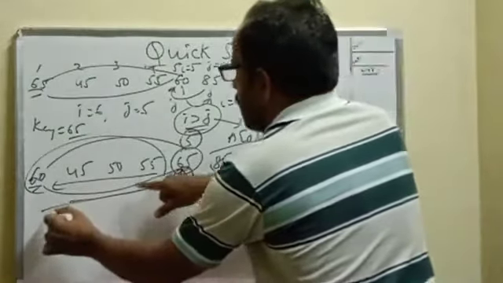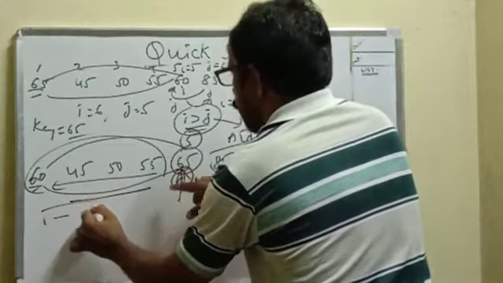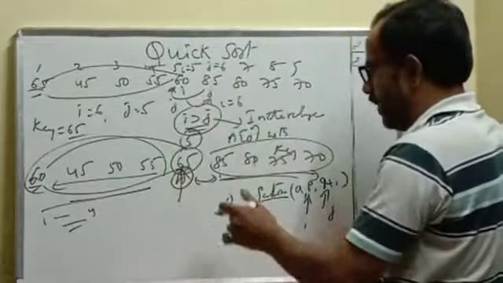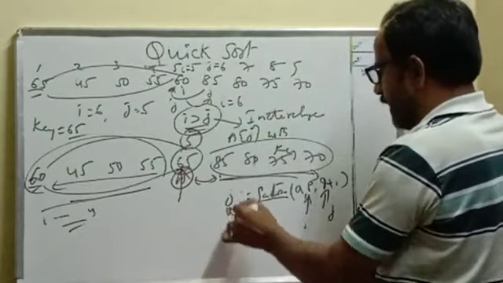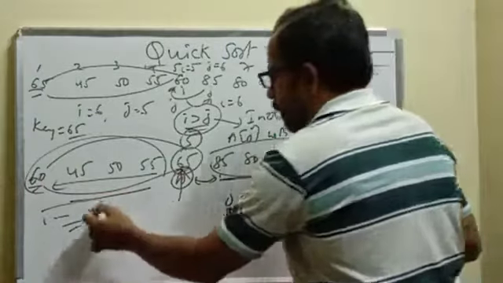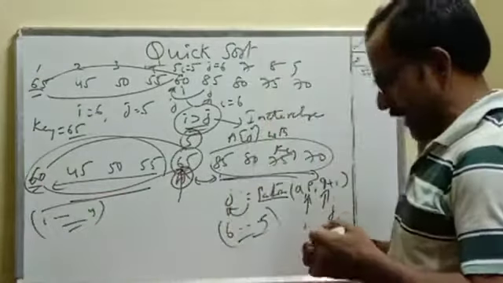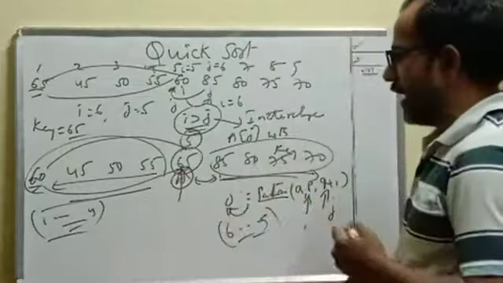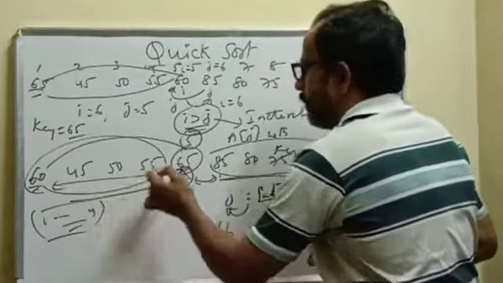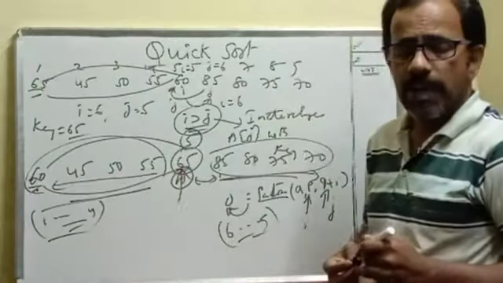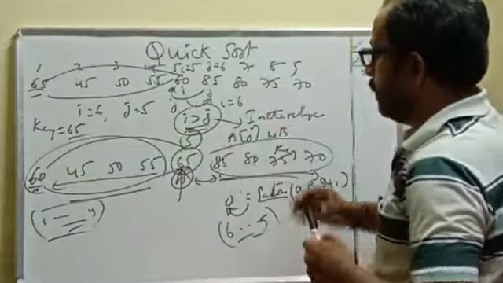What are the location numbers here? 1 to 4 is one subproblem. We are not considering 5 because 5 is sitting in its original location. It is already sorted. And 6 to 9 is another problem. Again we call quicksort on this problem and quicksort on this problem. Again, if we call quicksort on this, it immediately calls the partitioning procedure if i is less than j, that is, if our initial location number is less than the final location number. Okay, so this is the beauty of partitioning.